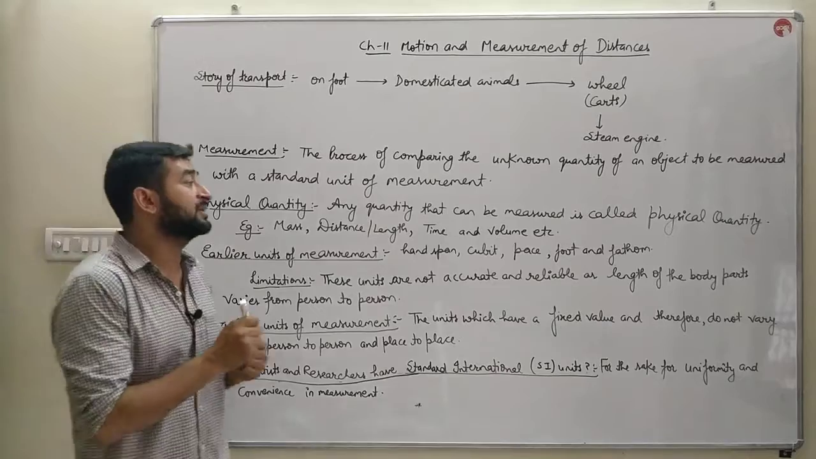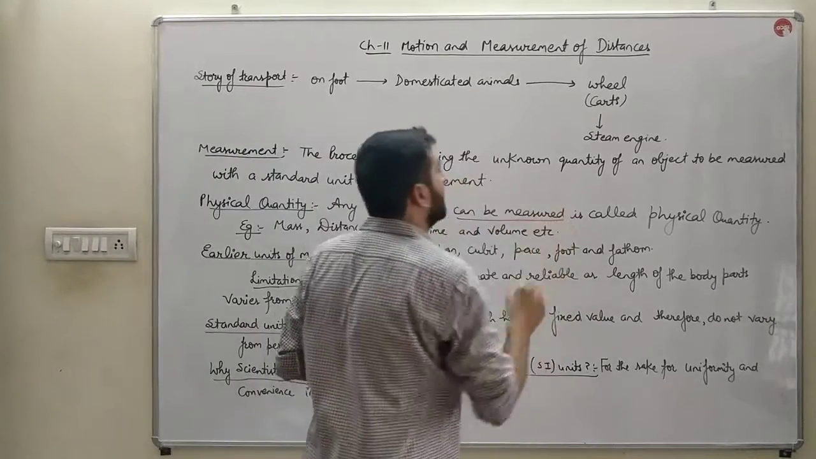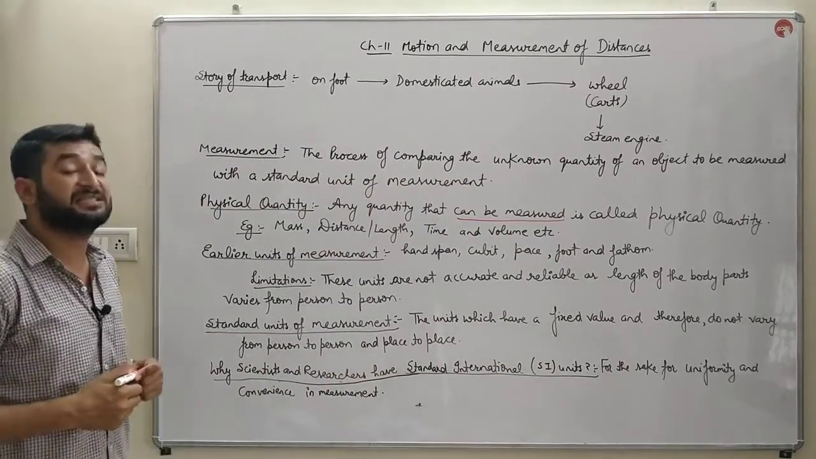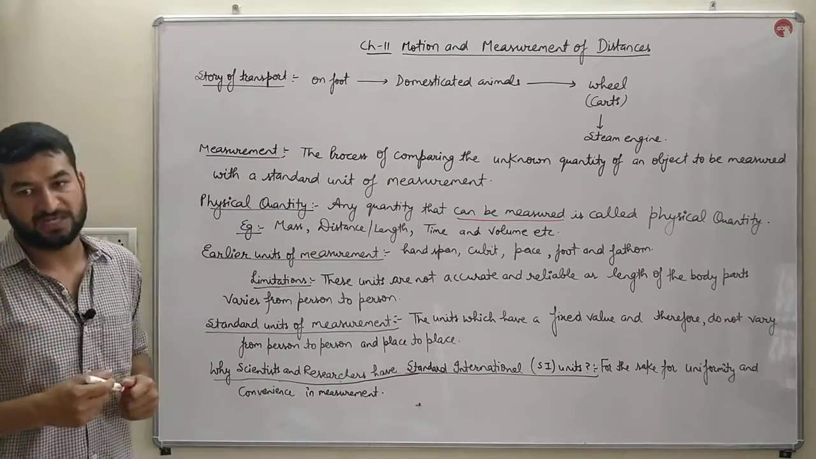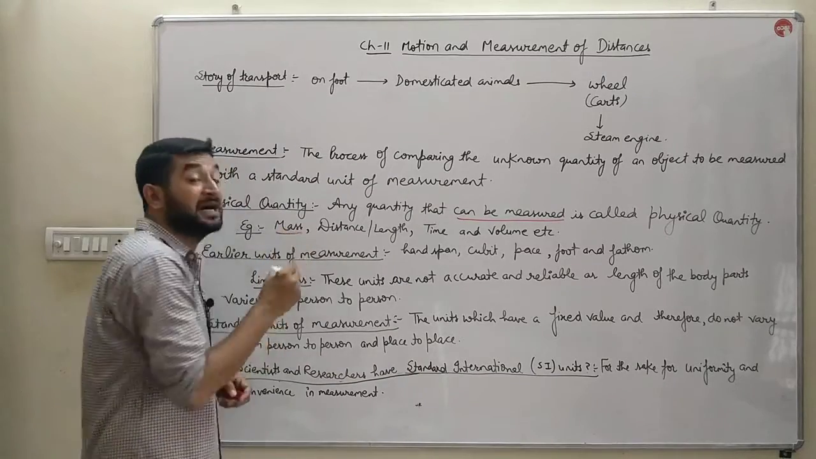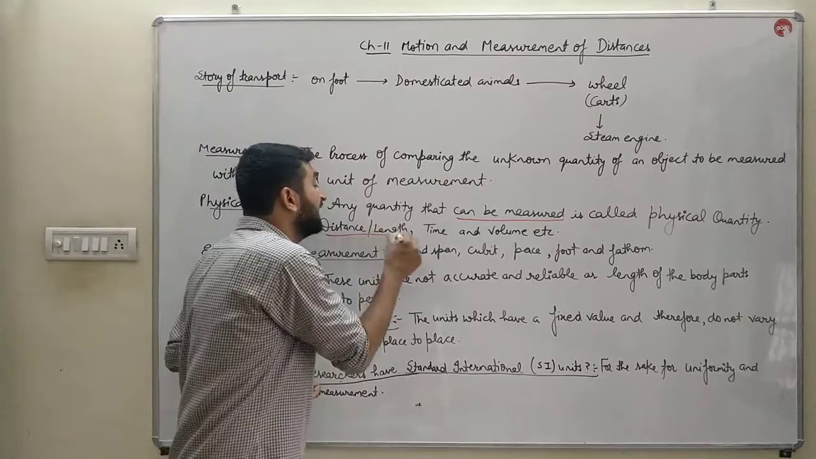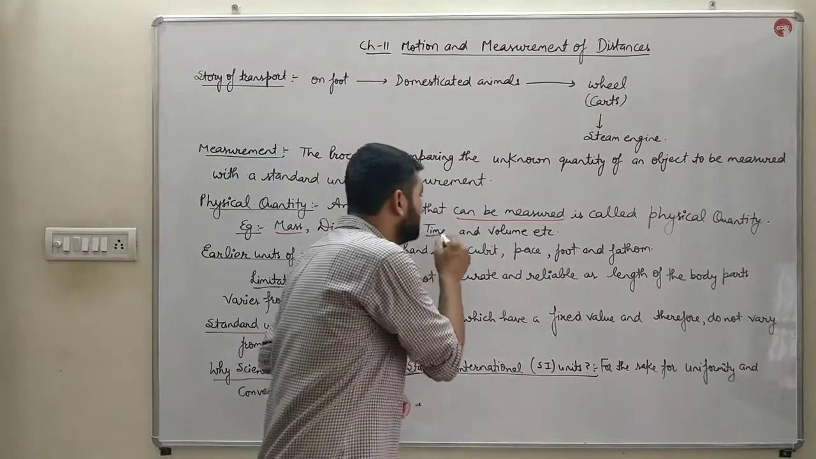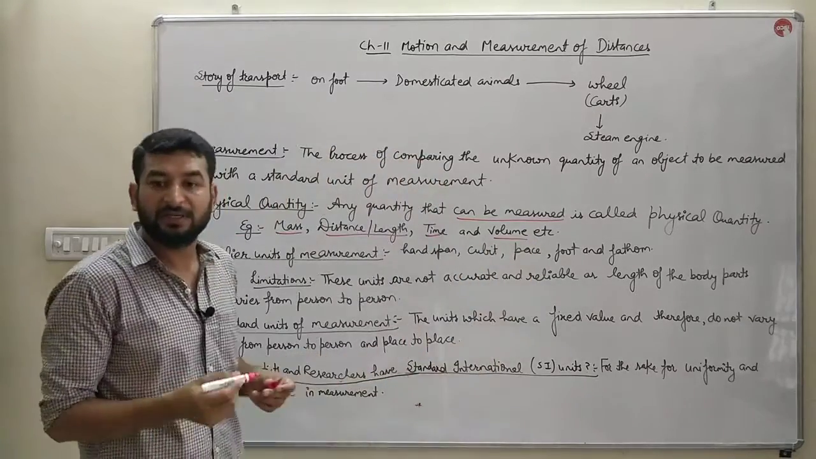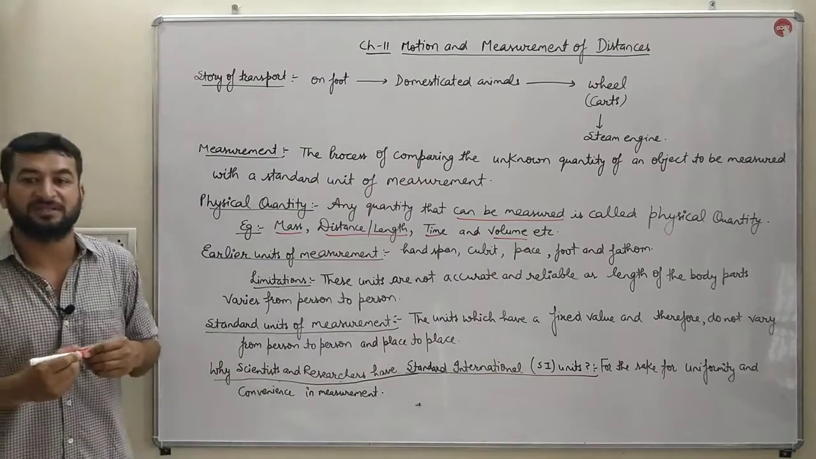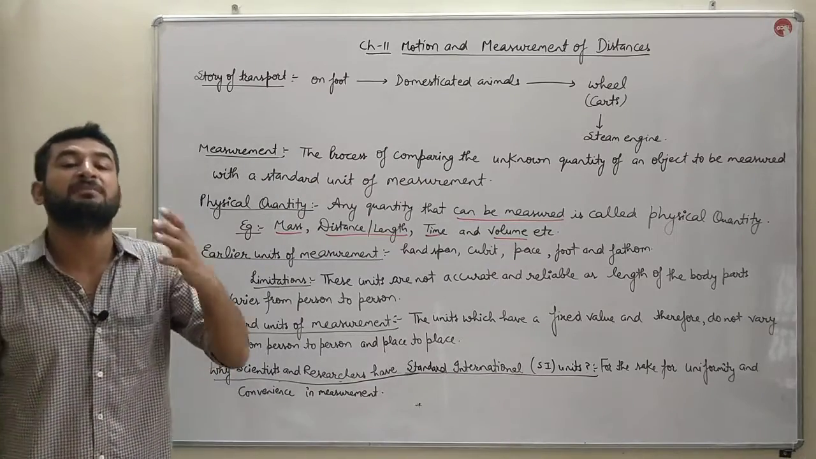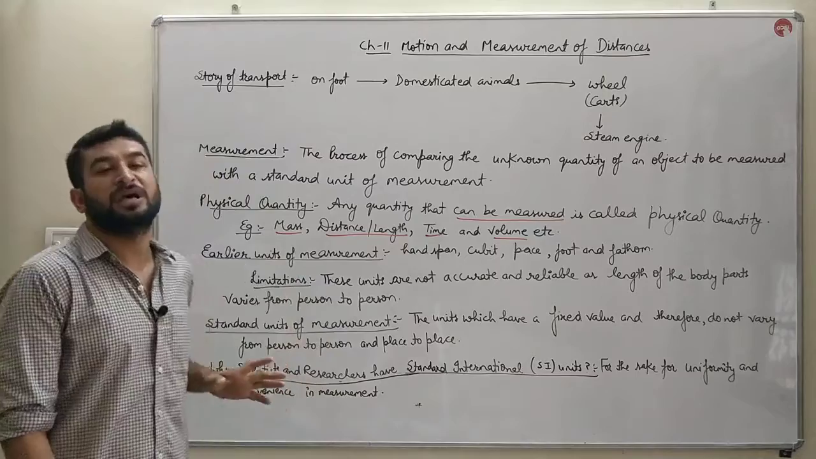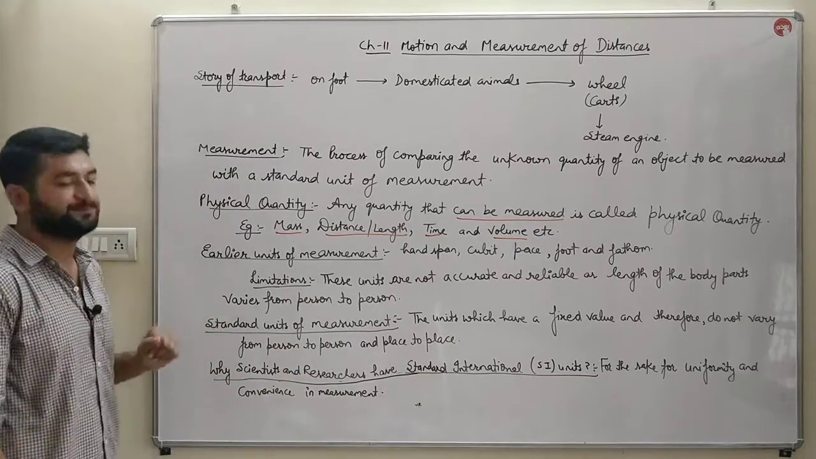ऐसी कोई भी quantity जिसे हम measure कर सकते हैं, that quantity is known as a physical quantity. The examples of physical quantities are mass, distance or length, time, volume, and area as well. These are the physical quantities. The quantities which we can measure easily are known as physical quantities.